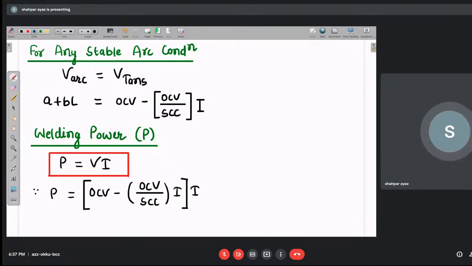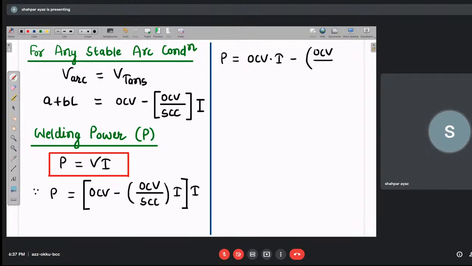So here we can say power is OCV into I minus OCV by SCC into I square. Clear? So if I differentiate power with respect to the variable I, dP by dI is OCV minus 2I OCV by SCC.